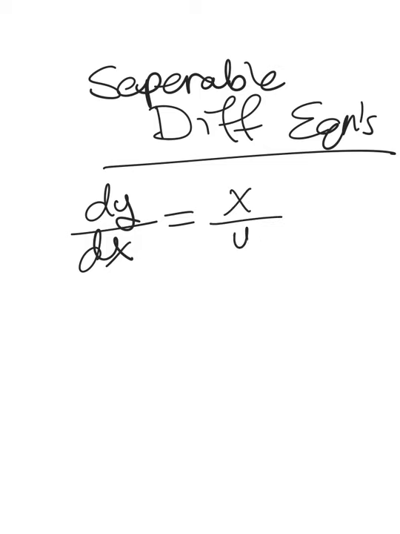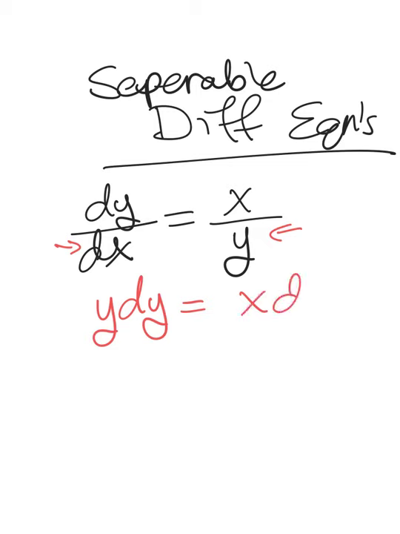x over y. The whole point is to separate the equations, as in each variable on the same side. So you want all the y's on the left and all the x's on the right. Remember, dx needs to be in the numerator. It has to be on the top. So if I wanted to separate this, I would have to multiply by the y that's down here and multiply by the dx that's over here. So what you get is y dy equaling x dx.